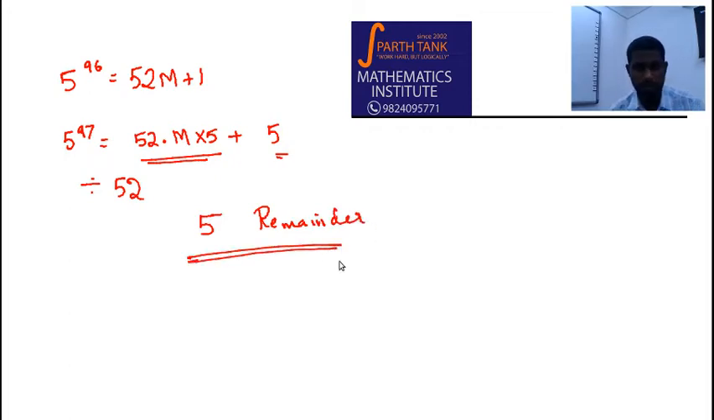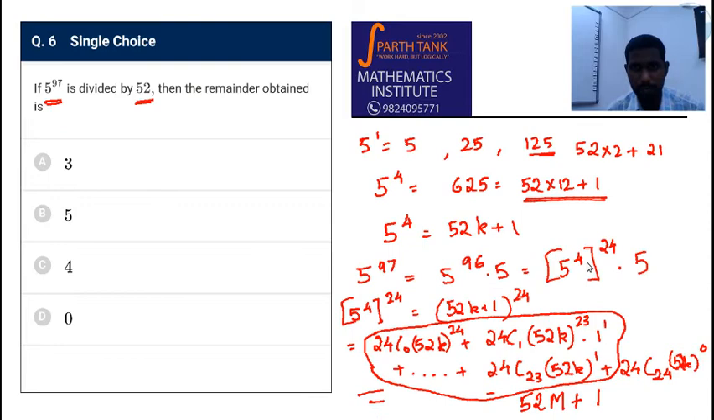Let's go through the solution once very quickly. We identify first that 5 to the power 4, which is 625, is 52 into 12 plus 1. That is, a multiple of 52 plus 1. Using that, we get 5 to the power 96 by binomial theorem, and we show that all the terms are multiples of 52 except the last term, which is 1. So again it is 52 into an integer plus 1.